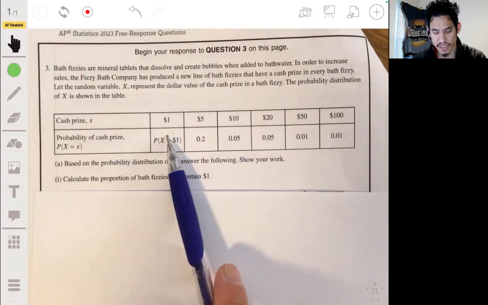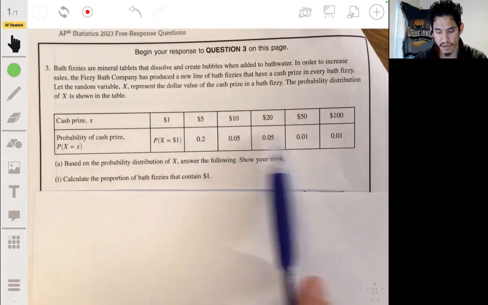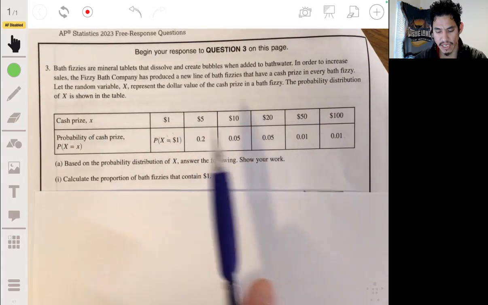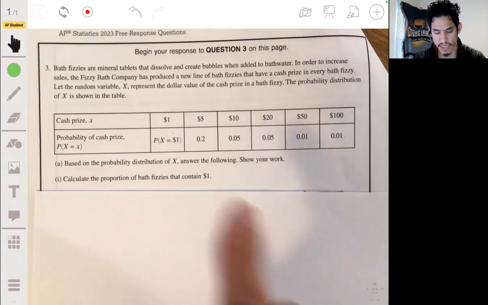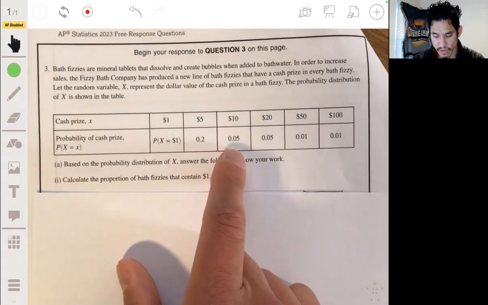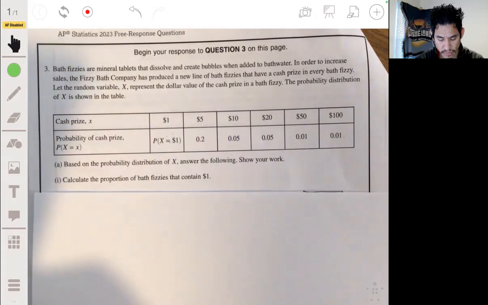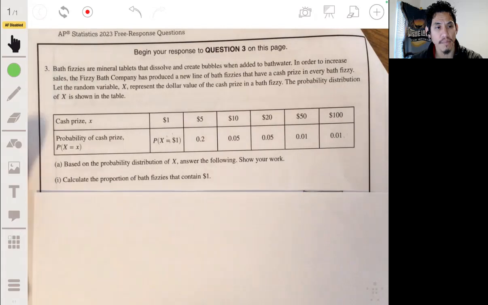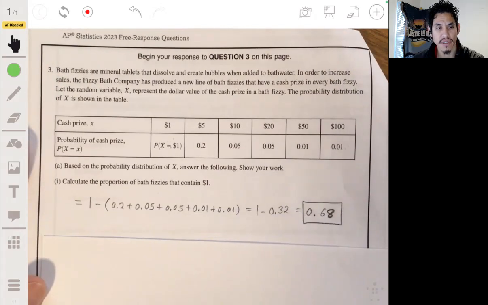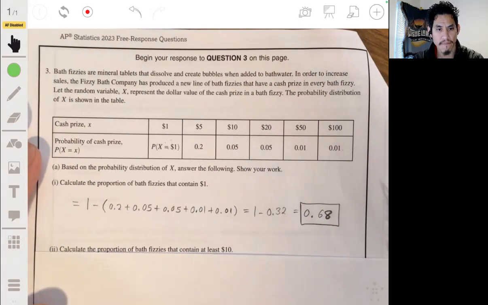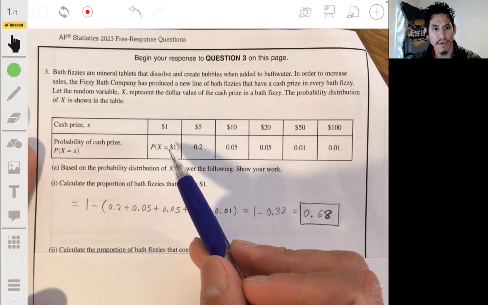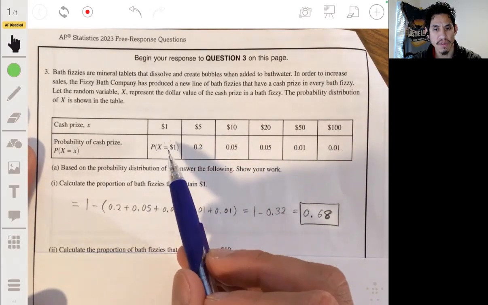So if you want to find this, you simply take all of these values and subtract them from 1. So you're basically going to have 1 minus 0.2 minus 0.05 minus 0.05 minus 0.01 minus 0.01. You can do that in your calculator or by hand, but in either case, you would get that the probability of getting $1 is 0.68.